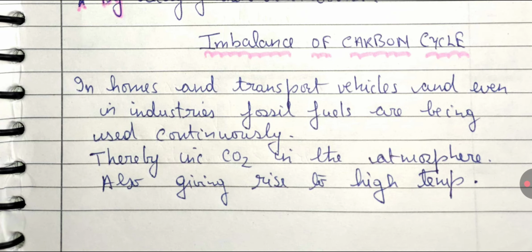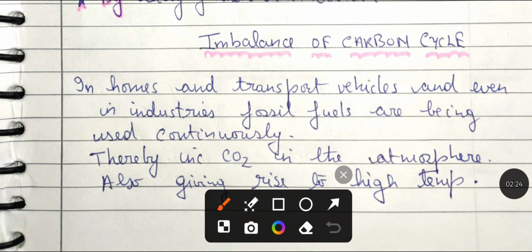Imbalance of carbon cycle. In homes and transport vehicles and even in industries, fossil fuels are being used continuously, thereby increasing carbon dioxide in the atmosphere, also giving rise to high temperature or global warming.